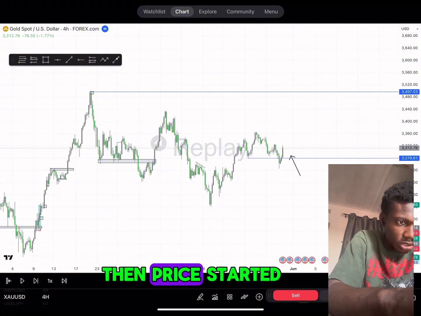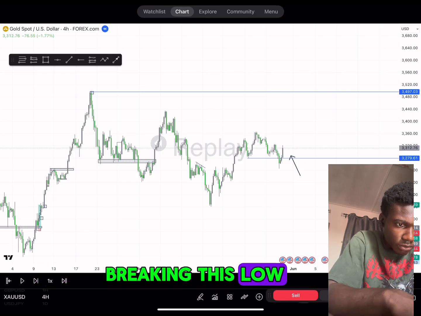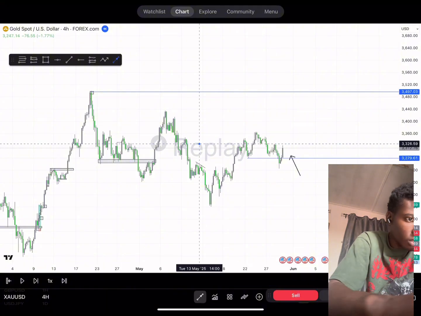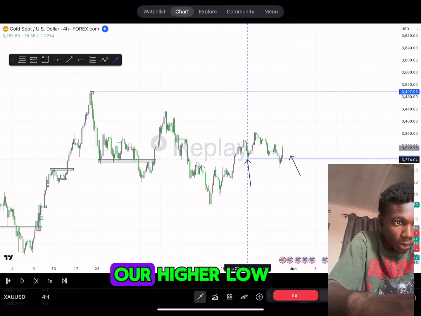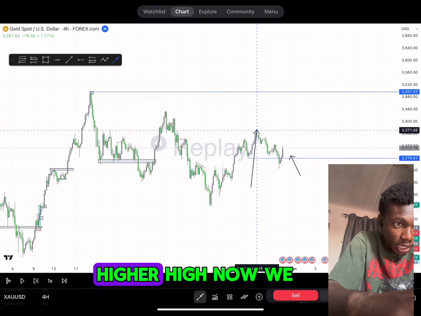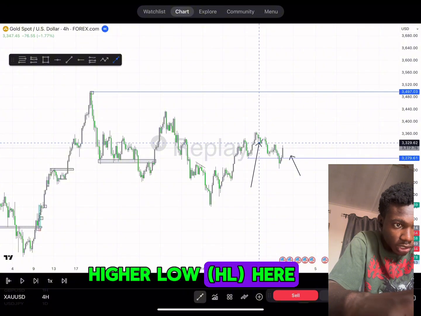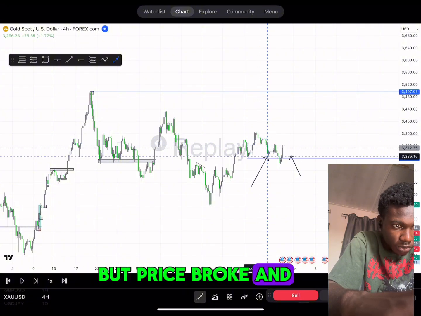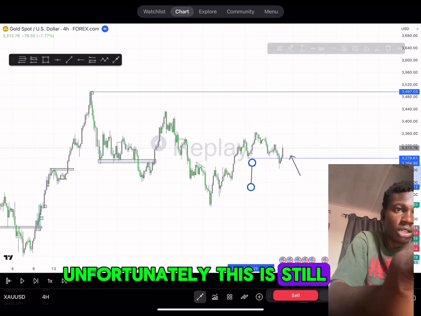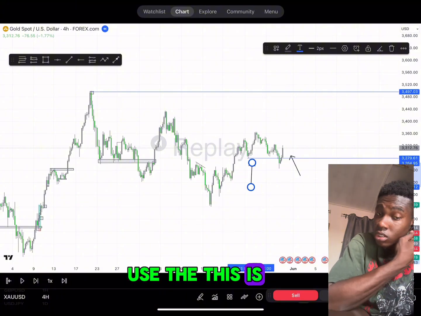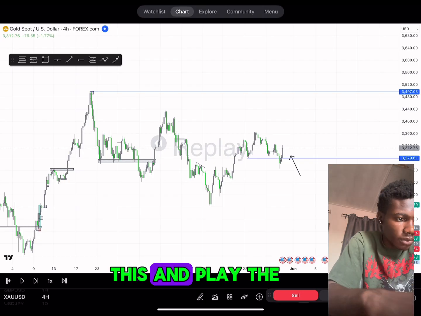Then price started rallying down, breaking this low, which was our higher low. Then this was our higher high. Now we had our higher low here, but price broke and started going lower. But unfortunately, this is still an uptrend. You can't use this, it is still an uptrend. So let me delete this and play the video again.